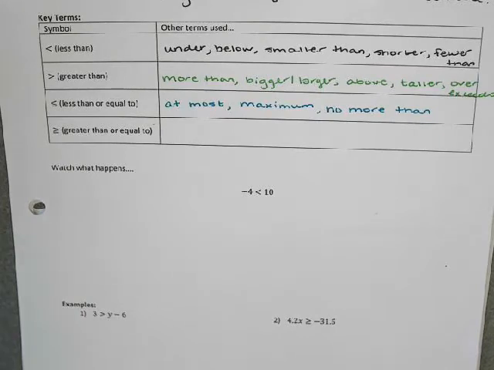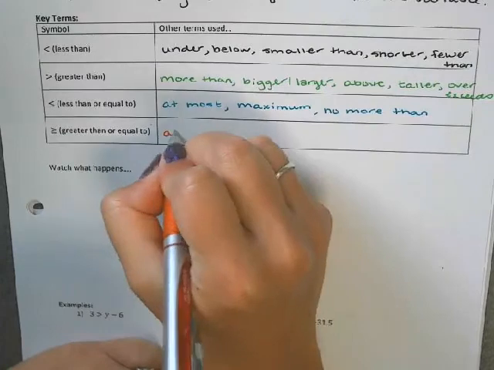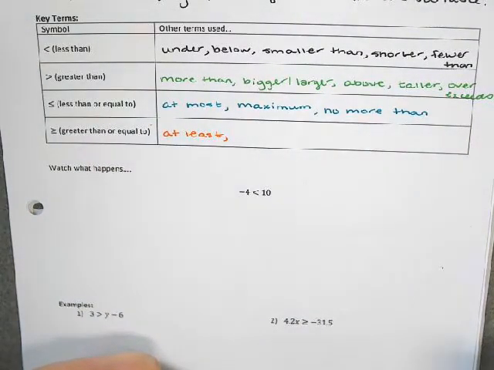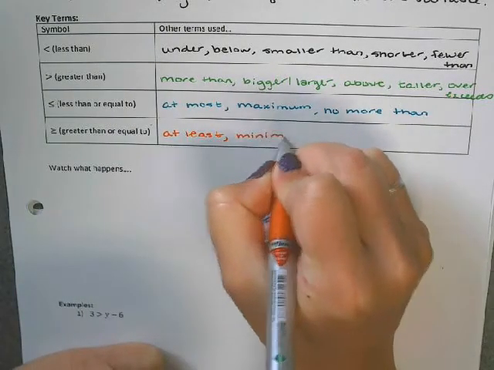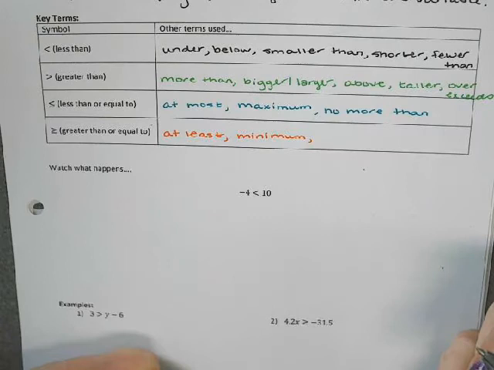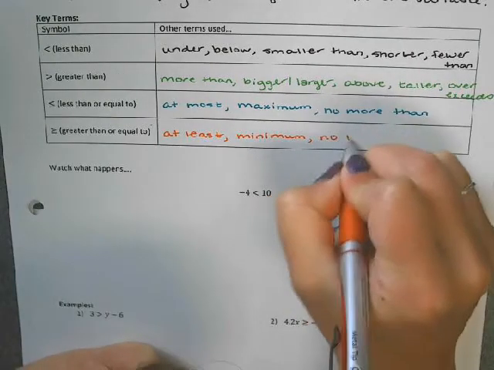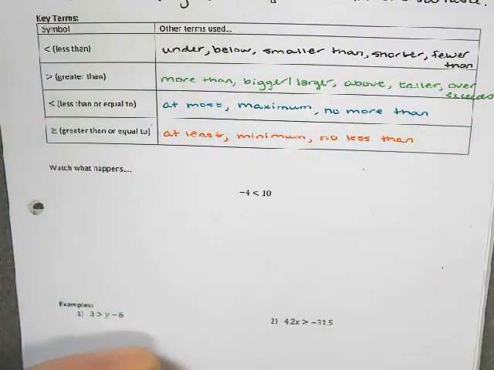How about greater than or equal to? At least. That's good. Minimum. No less than. That one's a little bit easier now that we've already thought about the opposite, right? No less than.